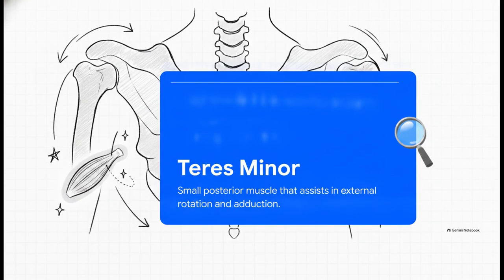Then we have the T, the teres minor. Now, functionally, this small posterior muscle builds perfectly on the infraspinatus we just talked about. It's kind of like its right-hand man. The teres minor works essentially as a reliable assistant, helping to power that external rotation while also assisting in adduction, which is bringing the arm back down toward the body.